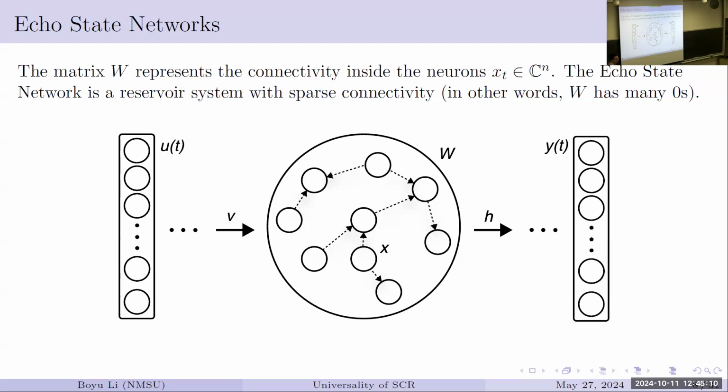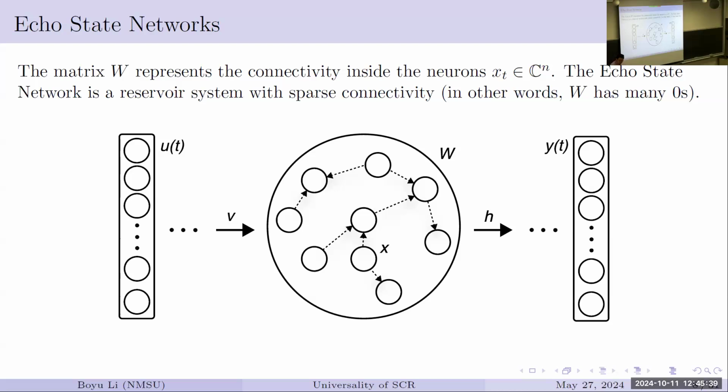And it makes computation a lot easier, because when you multiply a sparse matrix, you get something that's easy to compute, because a lot of the entries are zeros. So this is called the echo state network. That's the reason why the neural network, this reservoir system, became really popular: because of this echo state. They are very popular. They can do a lot of things, and it's just because computationally they're easier to compute.